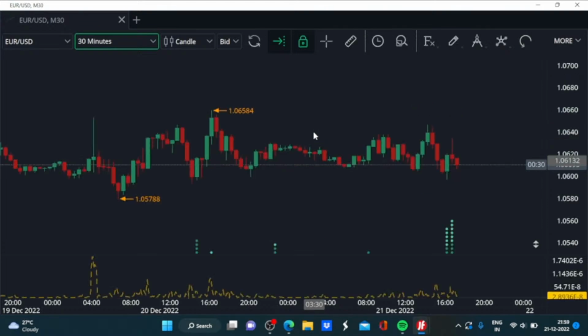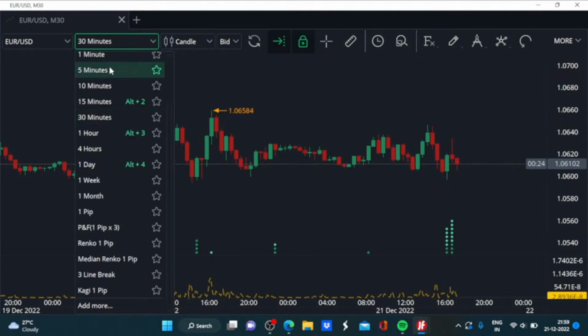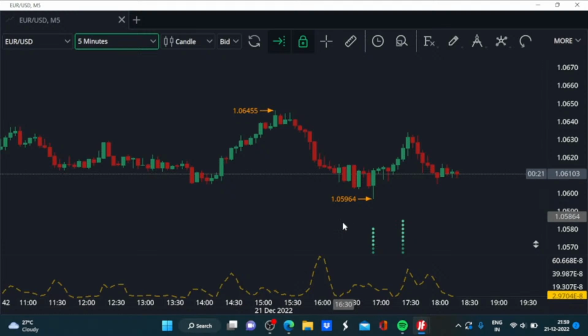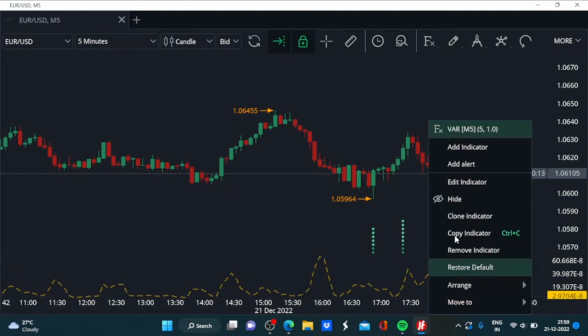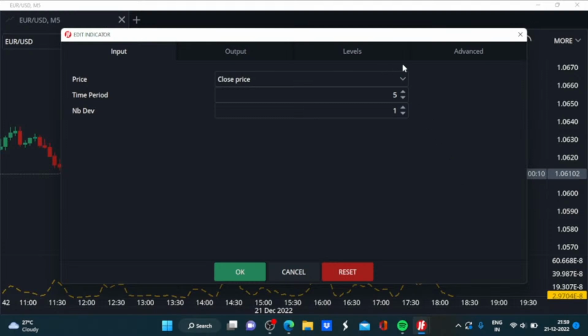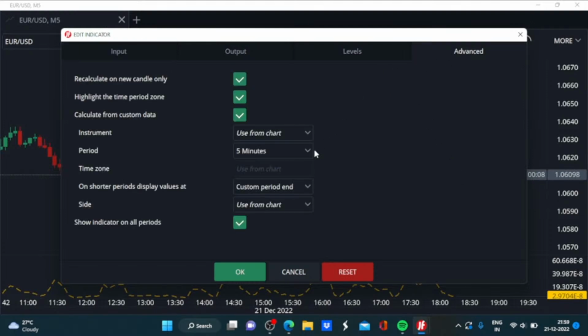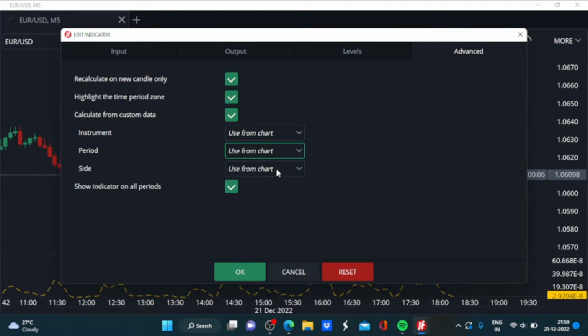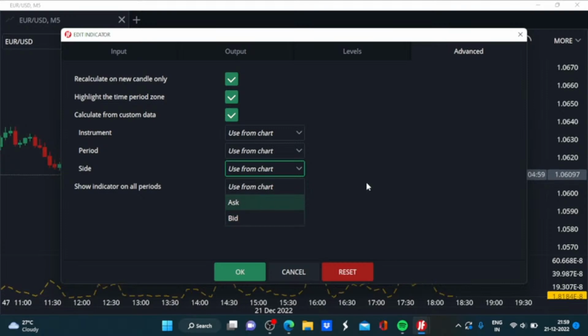So here now the chart candle period has been changed to hourly, but this plotting of the variance is being calculated using 5-minute candle period. Now we have the exact match, 5-minute candle period, and also the variance calculation using 5-minute candle period. All right. Now I am again going to revert back to use from the chart side. You can go for ask or bid. So these two options are there.